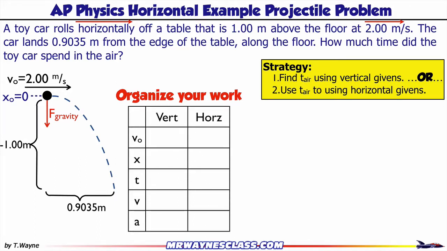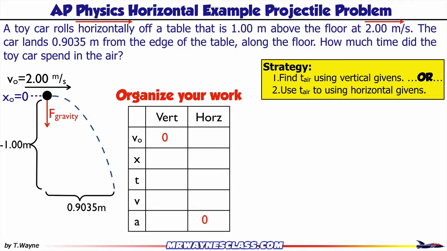Since I have two accelerations, I'm going to have two columns in my table of givens. One column for the vertical acceleration, that's going to be due to gravity, and horizontally, my other acceleration is going to be 0 because there are no forces acting horizontally. So this is how I organize my work. Since it's traveling off the table horizontally, the vertical initial velocity is going to be 0. And since there's no force acting horizontally, the acceleration horizontally is also going to be 0.